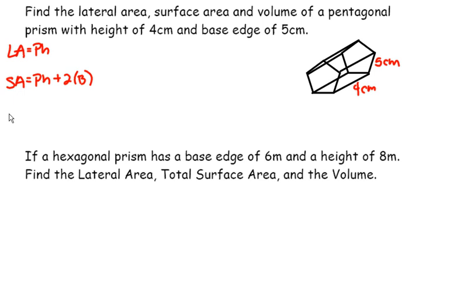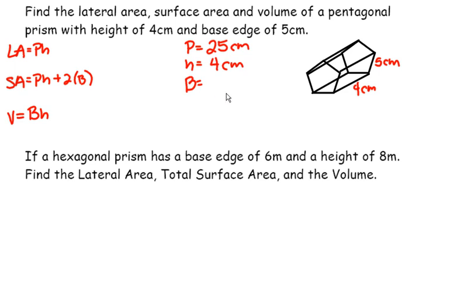And then we need to find the volume, which is area of the base times the height. So we need to know what P equals, we need to know what H equals, and we need to know what B equals. All right, so P is the perimeter of the base. Each edge of the base is 5. There's 5 of those, so that is 25 centimeters. My height is the distance between the bases, so my height is 4 centimeters.